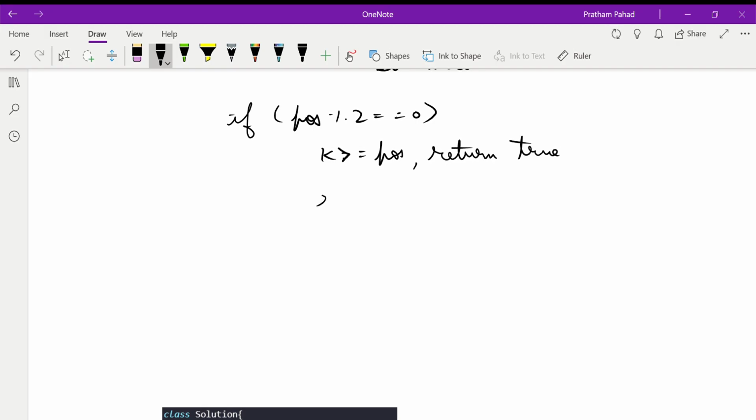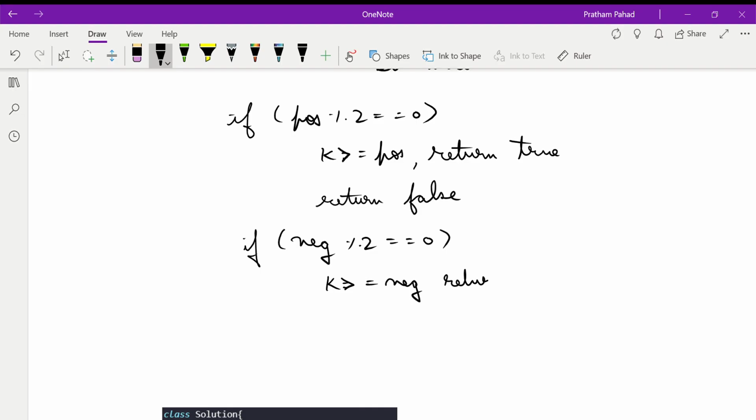Otherwise, you will return false. Similarly, the above cases we discussed just now, the same applies for negative also. If our negative count is even, that means we will get a positive value. -1 is occurring 4 times, that means we will get a positive value. If your k is greater than or equal to your negative frequency, you will return true. Otherwise, return false.